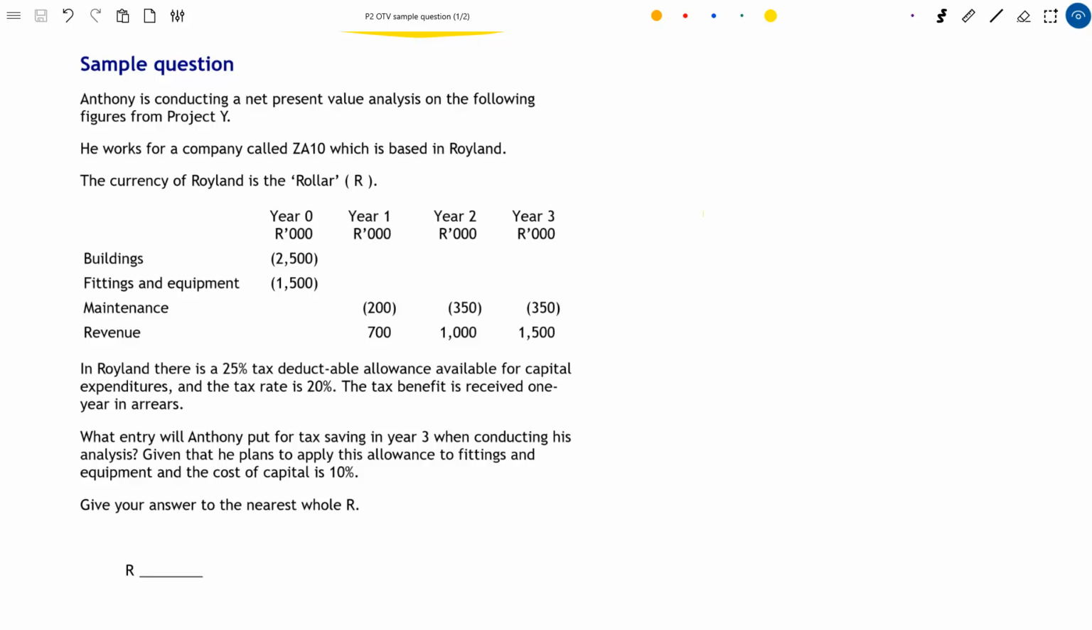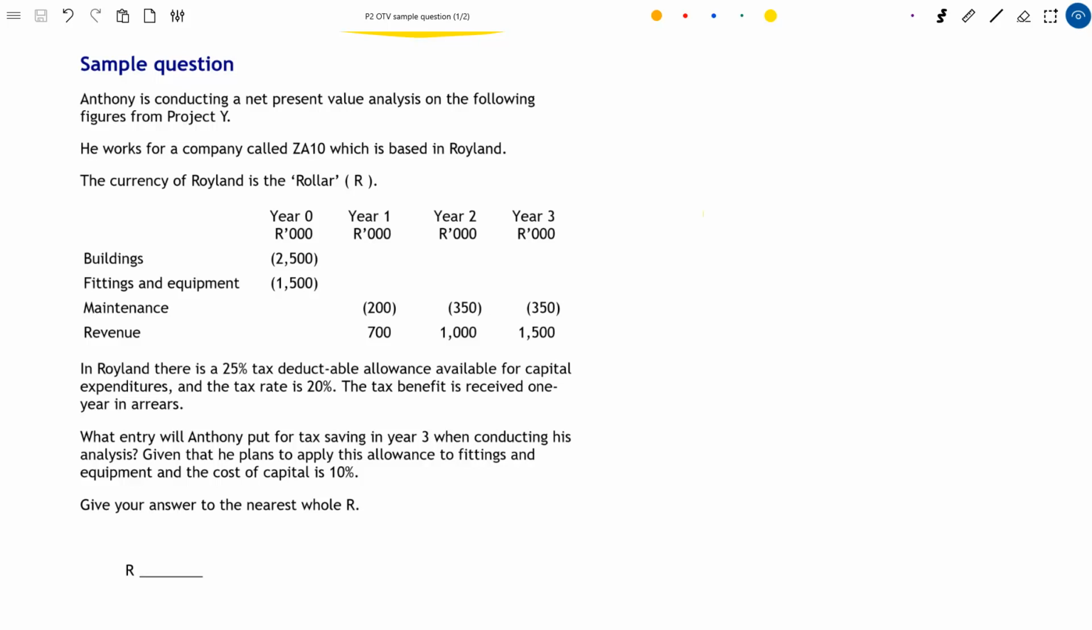Anthony is conducting a net present value analysis on the following figures from Project Y. Now, of course, we're already thinking, is this a net present value question? And are we going to be asked to calculate a net present value? We don't know yet because we haven't read the specific requirement line. But the question is somewhat leading us down that route. So be mindful of that, just as I said before. It's not always obvious what is being asked of you.